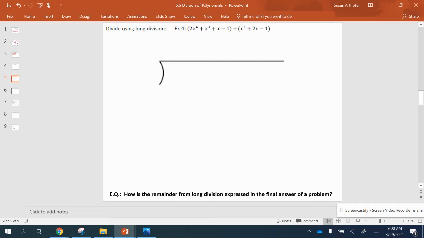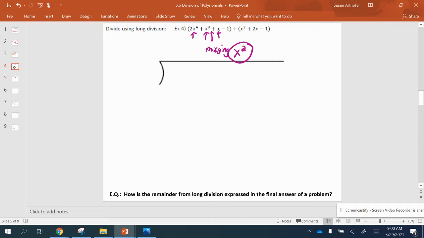Let me show you when there is something missing. On the next example, we have x to the fourth, x to the third, x. Uh-oh, you're missing x squared because it goes over to x, right? You're missing the x squared. So that's going to become important for you to watch.